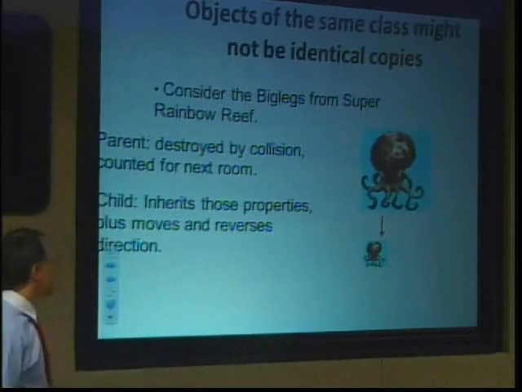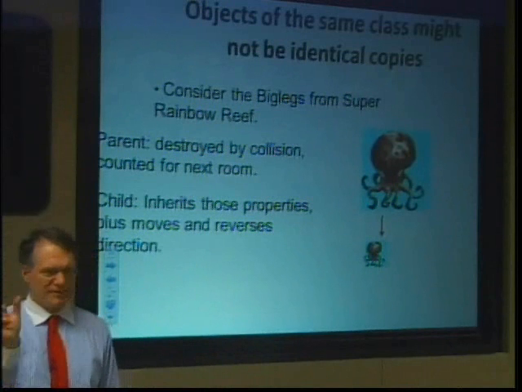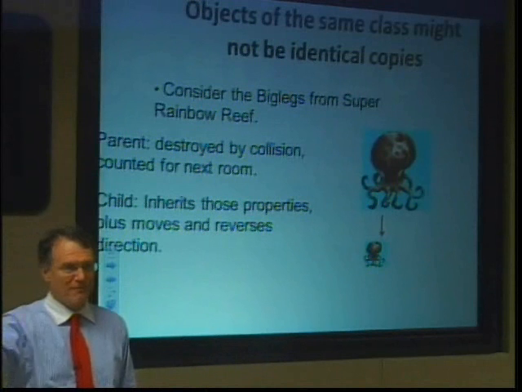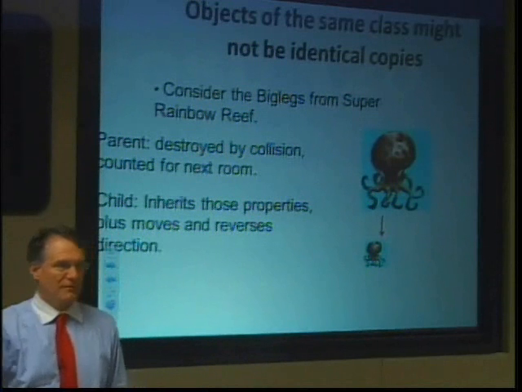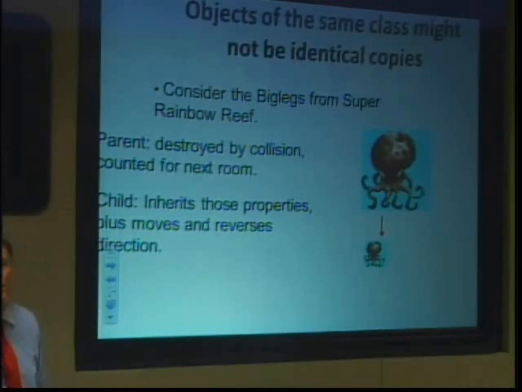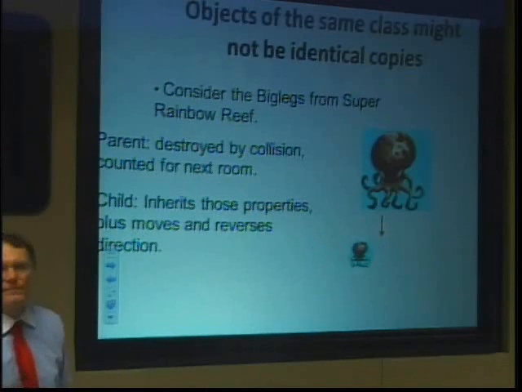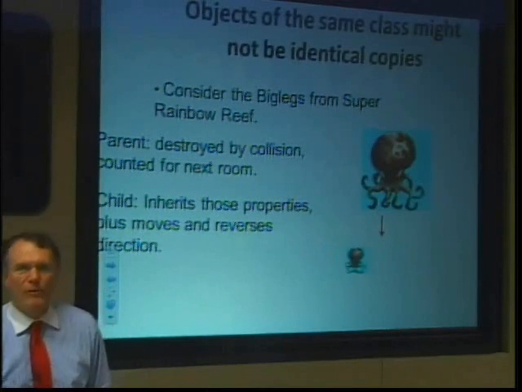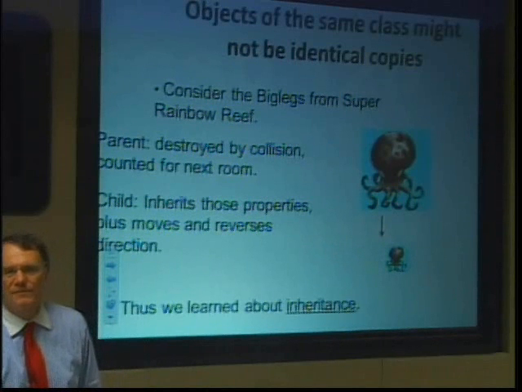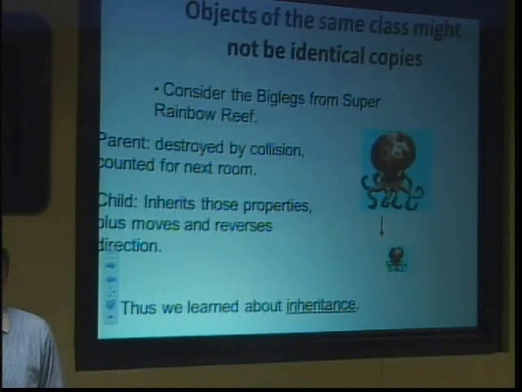inherits all those properties, plus moves. And when it hits the edge of something, it reverses direction. It goes back and forth on the screen. So it's got more properties. It inherited some, and has more properties of its own, like that, going back and forth on the screen. And that is where we learned about inheritance for the first time.